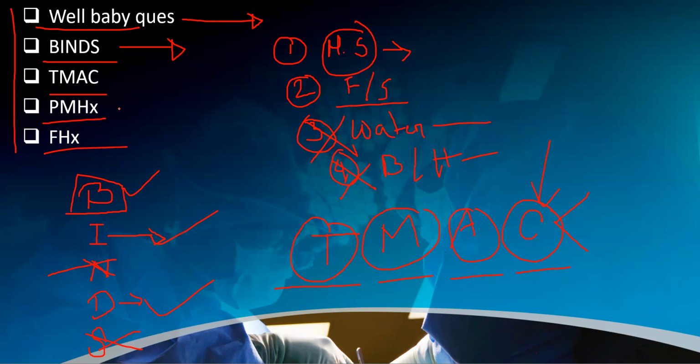And lastly, finish with any other past medical history, any family history. So we always finish our pediatric history in this way: well baby binds, TMAC if there is a chance of infection, past medical history, and family history. Okay, clear guys? Any questions so far?